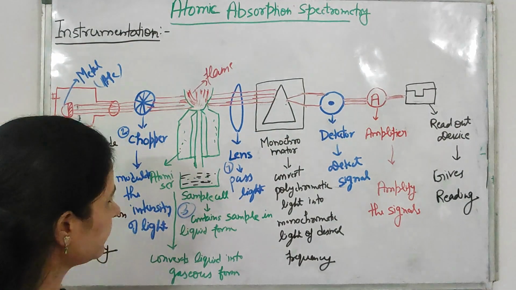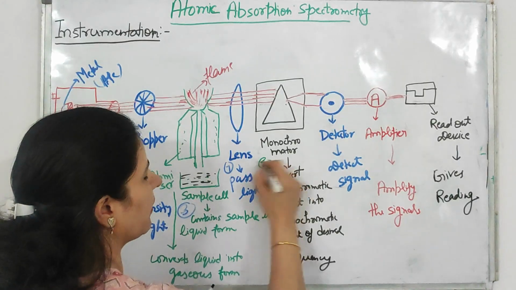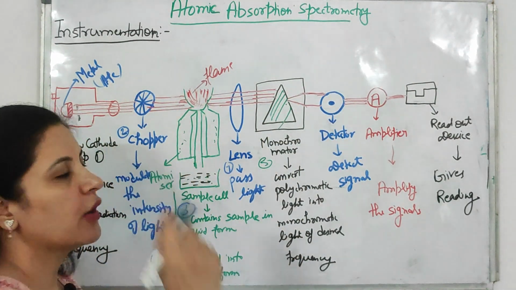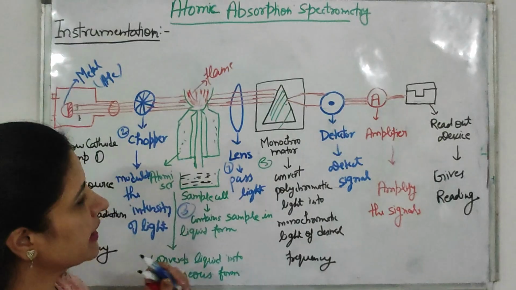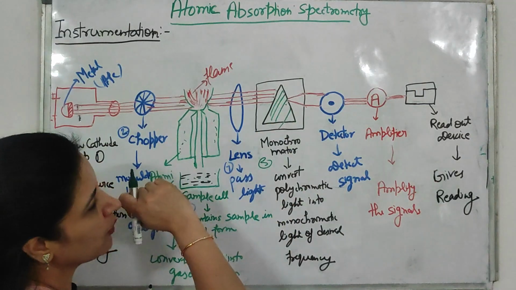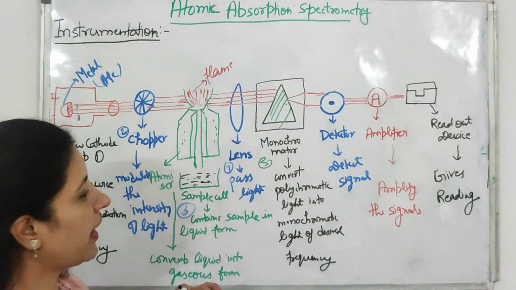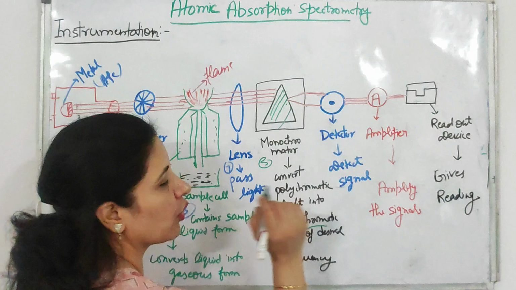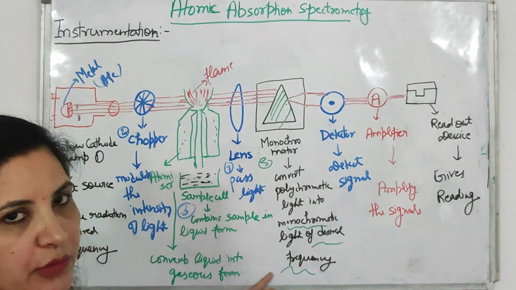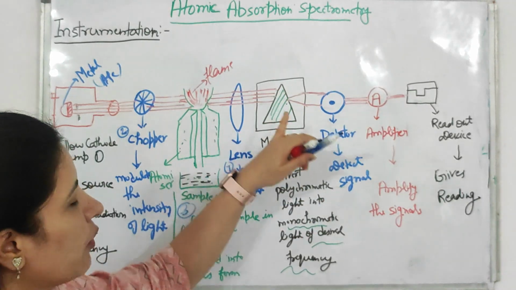Next, the fifth one is your monochromator. What is the function of this monochromator? This monochromator receives the polychromatic light, and being a monochromator, it will convert your polychromatic light into monochromatic light, and you will get your desired frequency wavelength. Okay, so this is the function of the monochromator.